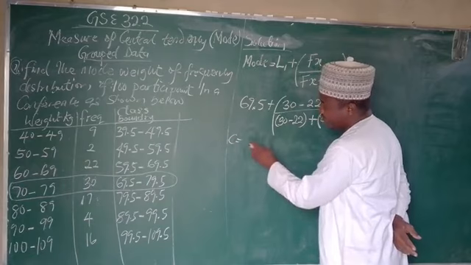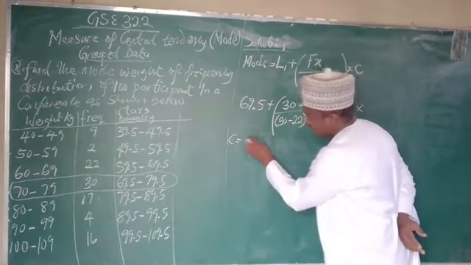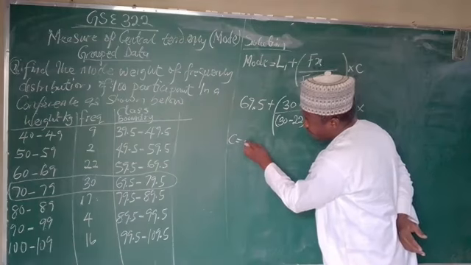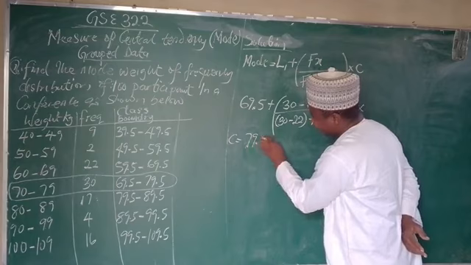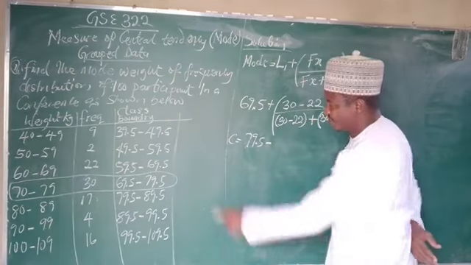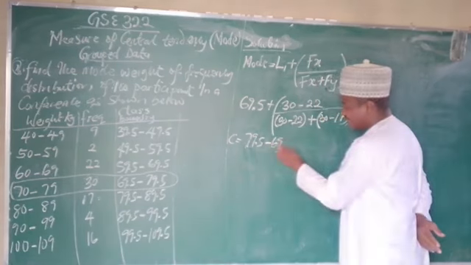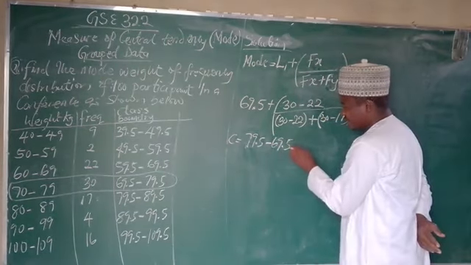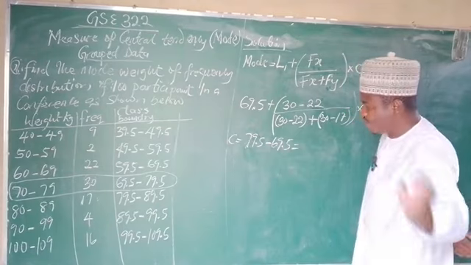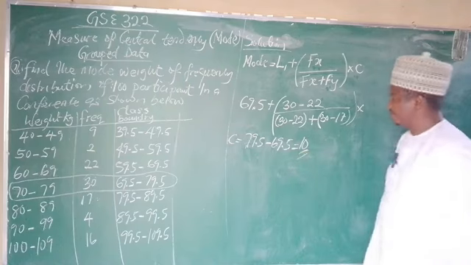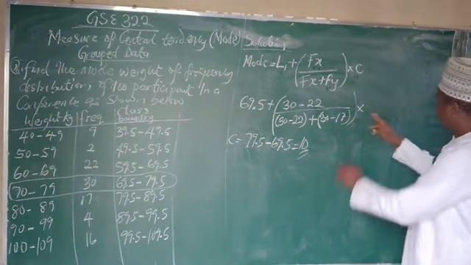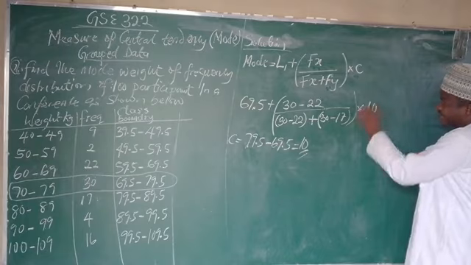C is equal to upper class boundary, which is 79.5 minus 69.5. When you use your calculator, you see that it will give us 10. So therefore we write 10 here.